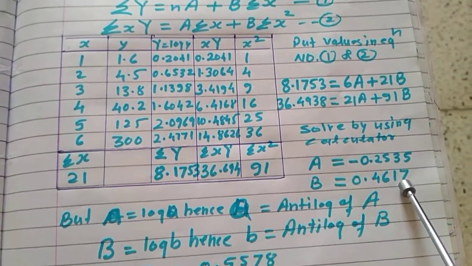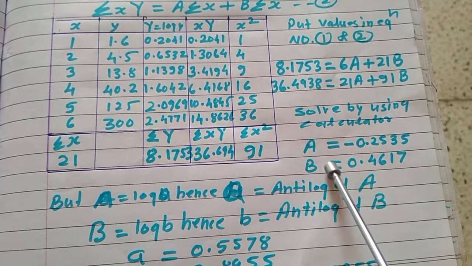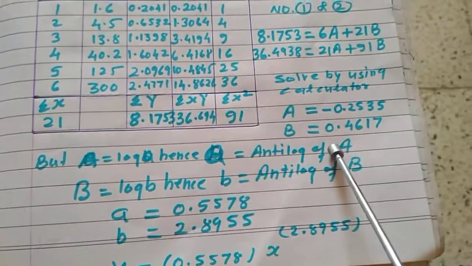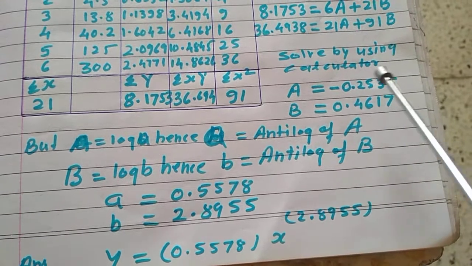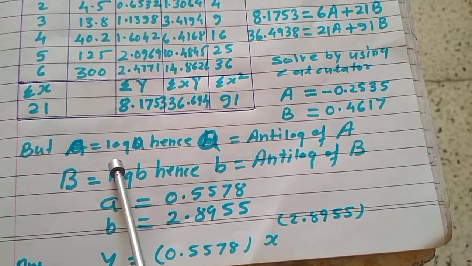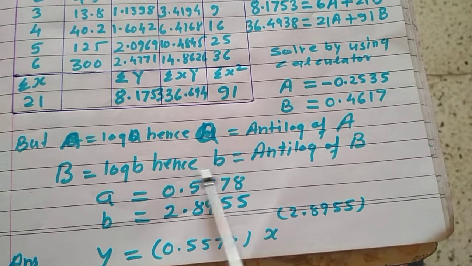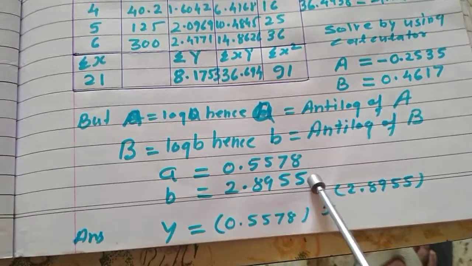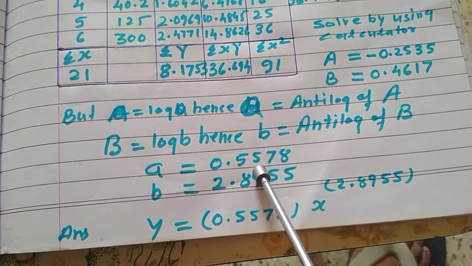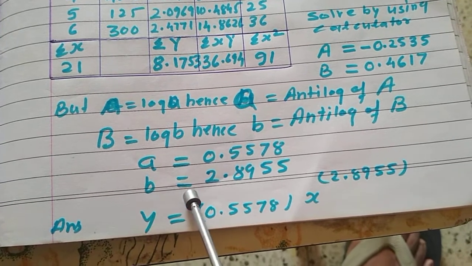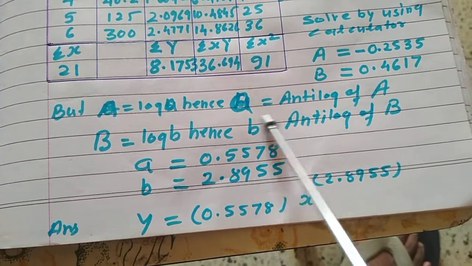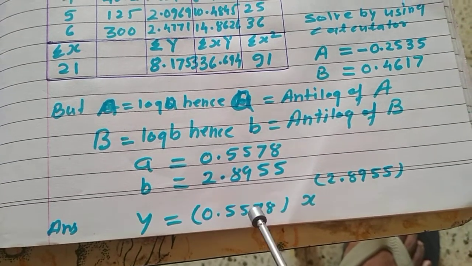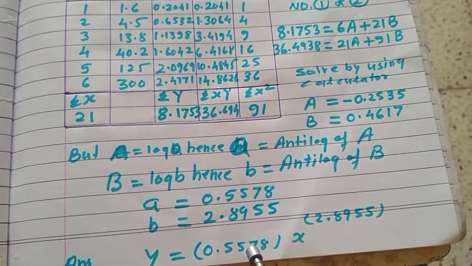But in my given problem, I don't want to find the values of capital A and capital B. I want to find small a and small b. So taking anti-log by calculator, the anti-log of capital A is small a and small b means the anti-log of capital B. So when I take the anti-log by calculator, the small a value becomes 0.5578 and the value of small b is equal to 2.8955. This is my final answer, and put this answer in your original exponential curve. In this way you can fit an exponential curve.